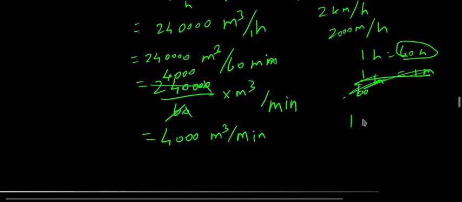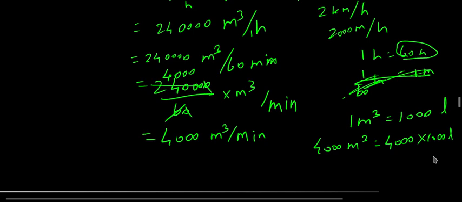We know very well this conversion. 1 meter cube is 1000 liters. Isn't it? That means for 4,000 meter cube, how much liters? We have to multiply 4,000 into 1000 liters. It will become 4 and 6 zeros. 1, 2, 3, 4, 5, 6 zeros liters. So we have converted into liters now. So there are more zeros in liters.